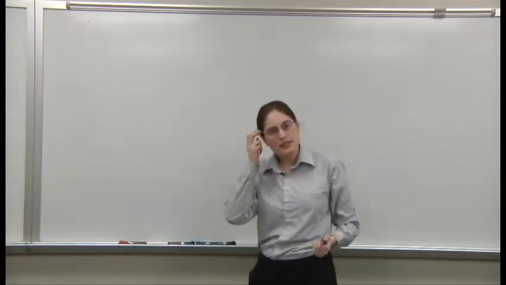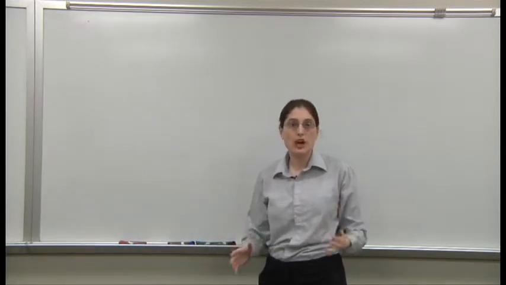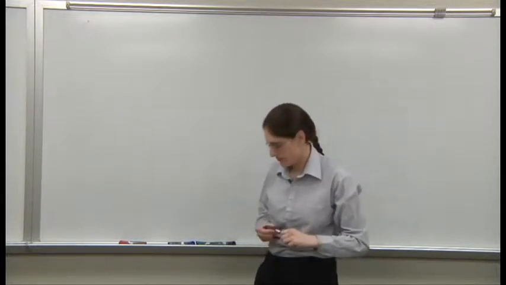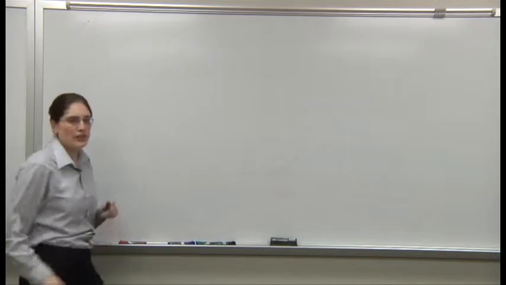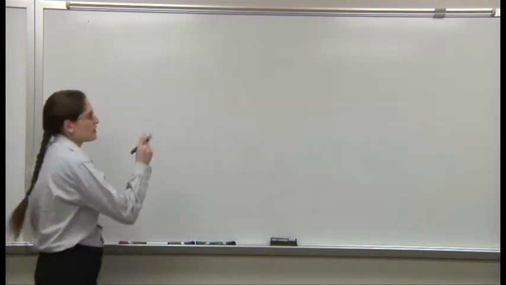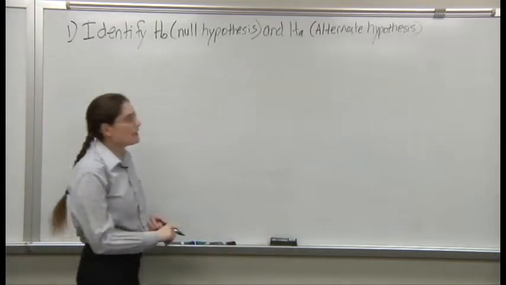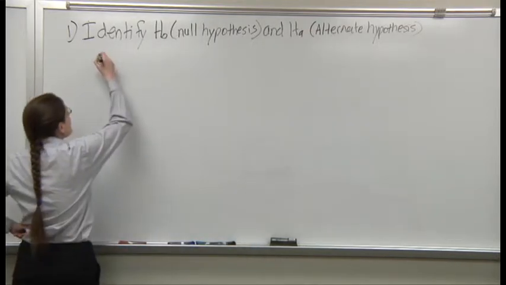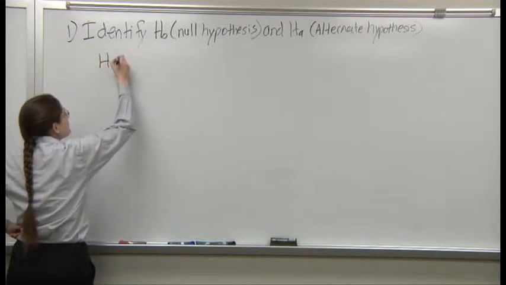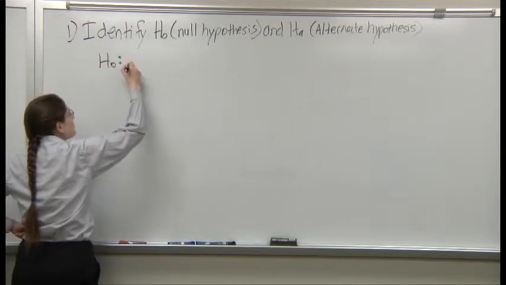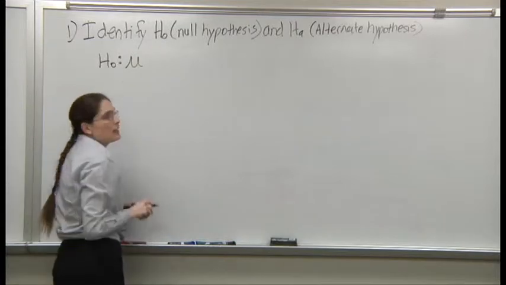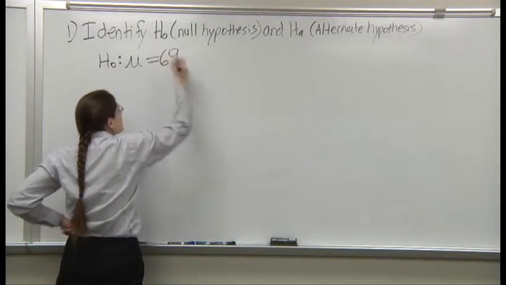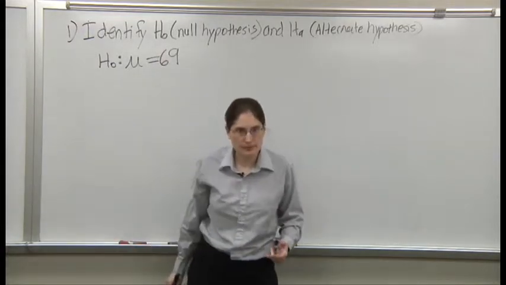A hypothesis test is a very formal process. There are 5 steps. The first one is figure out what you're testing. In the previous example with the men, your null hypothesis would be that the mean of men's heights is 69 inches.